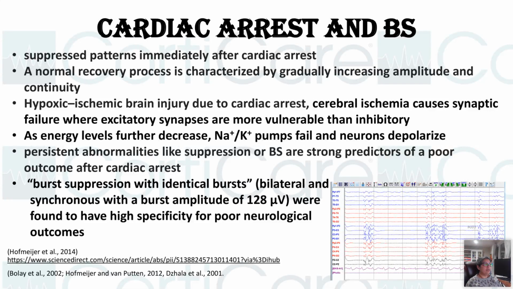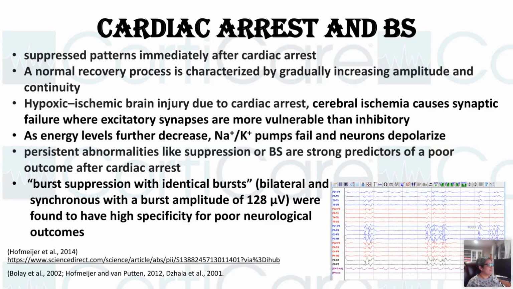But if the injury is severe, the hypoxic ischemic injury due to cardiac arrest, it's going to lead to synaptic failure. The first thing that gets affected is excitatory synapses. That means you are seeing suppression. There is no excitation happening of the neurons, so the cortical activity will decrease. That's when we are seeing more and more suppression.